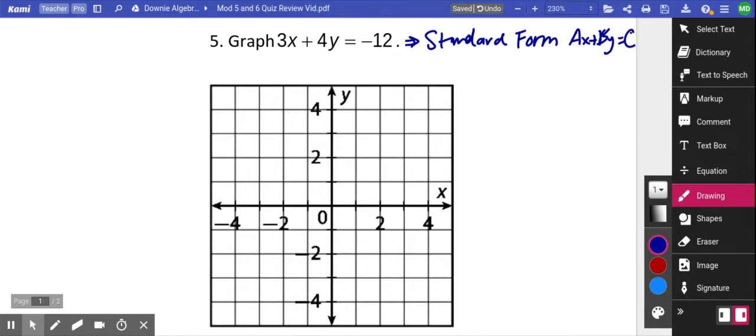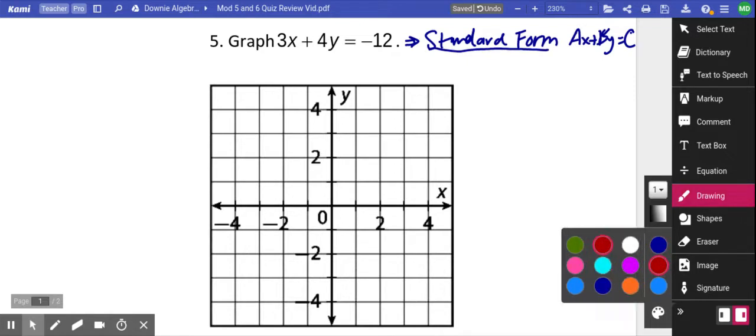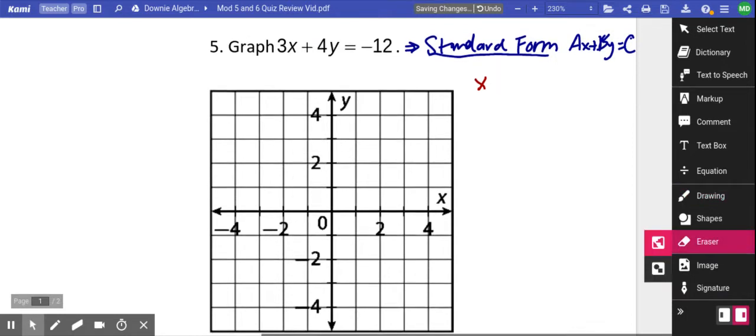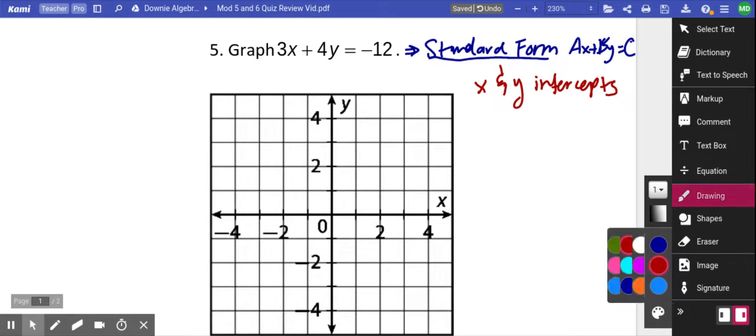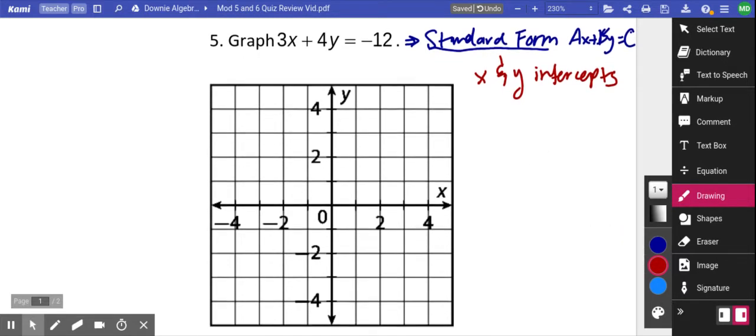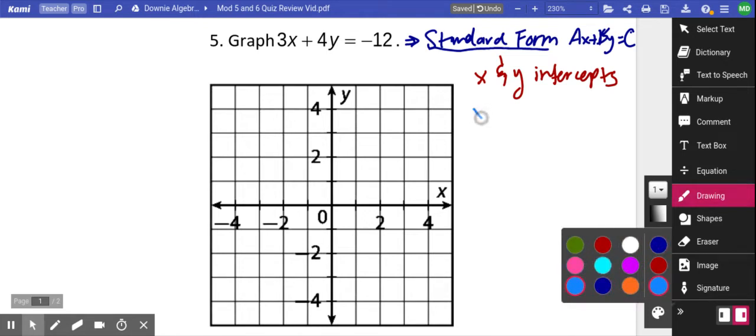Now, why is this important? Because if I see my equation in standard form, I know I'm going to start graphing this using my x and y intercepts. In previous problems, we've solved x and y intercepts by setting something to 0. Let's try solving for our x-intercept.